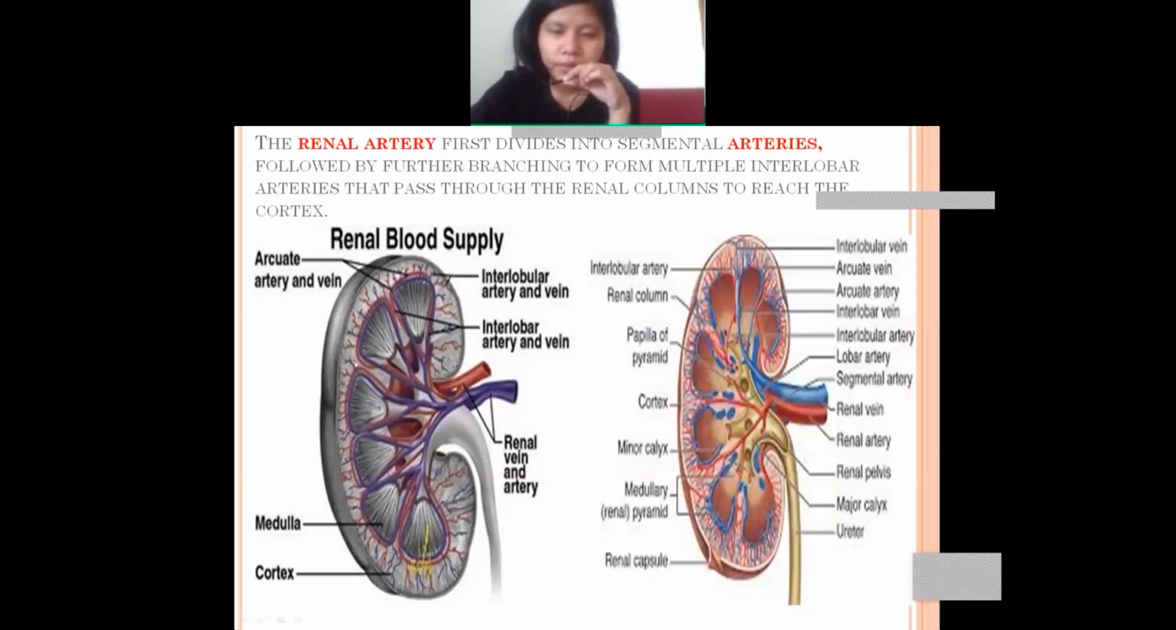Afterwards, the blood will flow to the cortex through the renal column. With the help of the renal column, the blood will flow. So all these are the renal column, and afterwards the blood will flow towards the cortex. So all these are the cortex. Okay, did you understand till here?